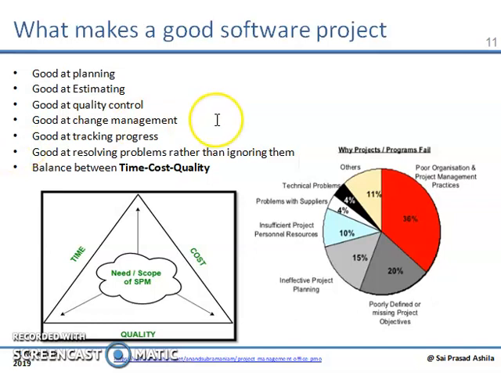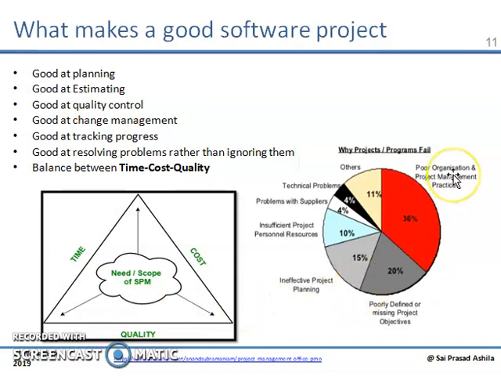What makes a good software project? It should have good planning, good estimating, good quality control, good change management, tracking progress, and resolving problems rather than ignoring them. Balancing time, cost, and quality is also one factor which contributes to a good software project.